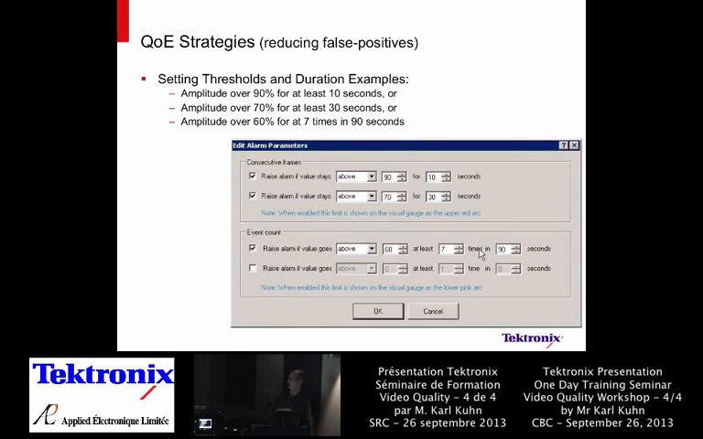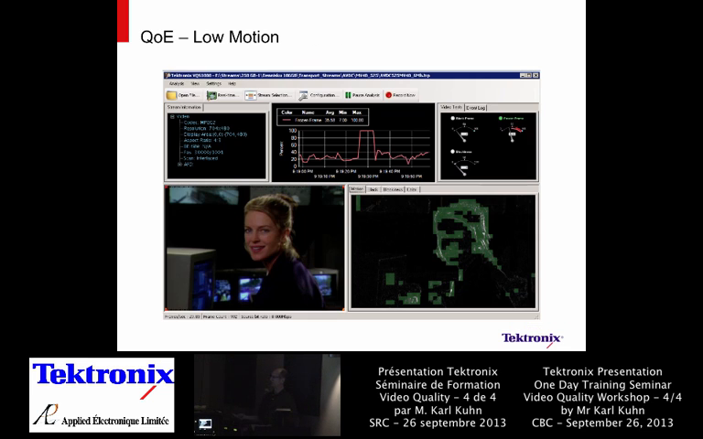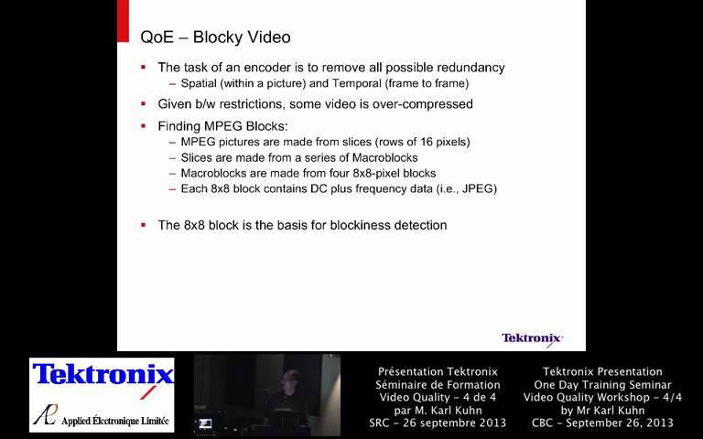How bad does it get for how long? Only you know. If there's a lot of still frames, you want to make it longer. If there's constant action, if 10 seconds of still is a big deal, you want to trigger on that. Low motion. If there's motion on the screen, it's highlighted in green. If there's no green blocks when you're in the motion view, you have a freeze frame. So it senses motion or lack of motion. Blocky video.